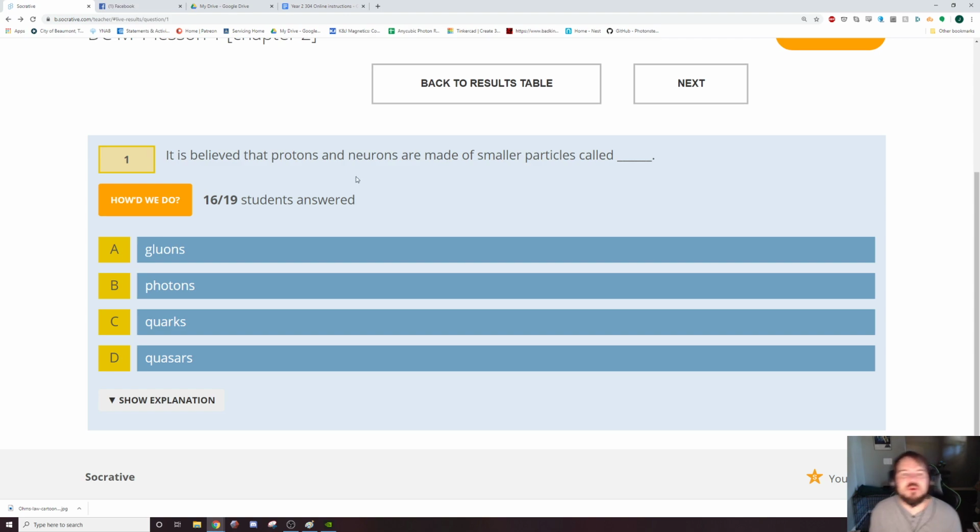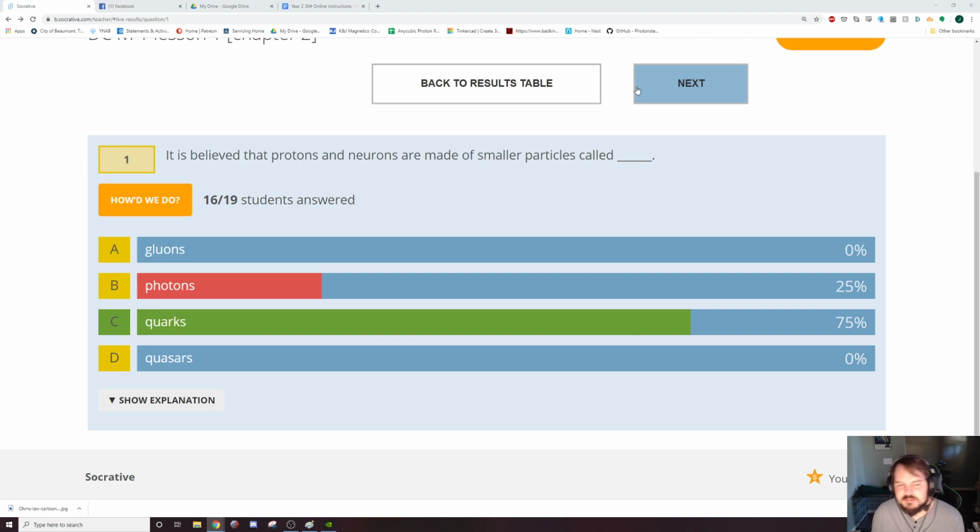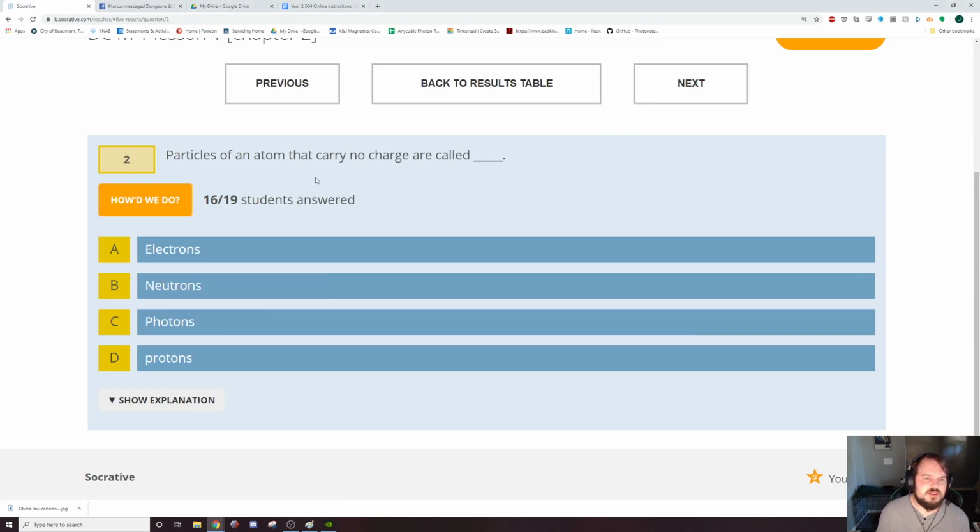It is believed that protons and neutrons are made up of quarks. That's supposed to be neutrons, not neurons. Quarks are this theoretical particle that, as far as I know, we haven't verified the existence of. But protons and neutrons have to be made up of something.